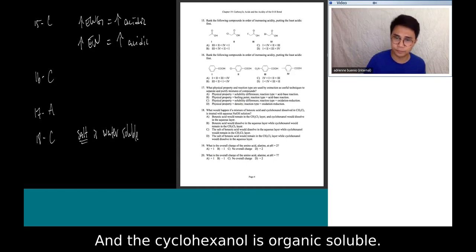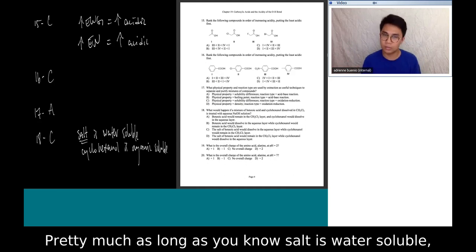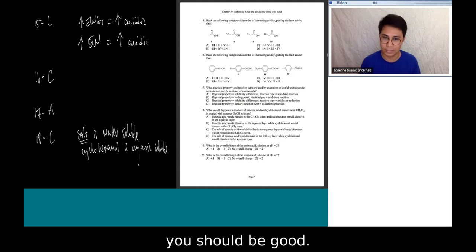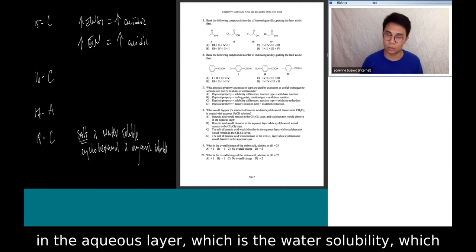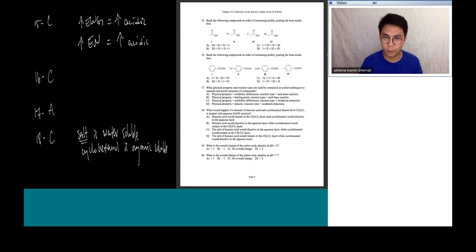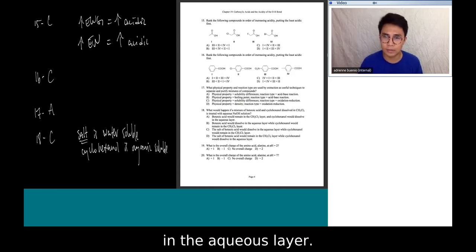And the cyclohexanol is organic soluble. Pretty much as long as you know salt is water soluble, you should be good, right? Because C says the salt dissolves in the aqueous layer, which is the water solubility, right? Which is the water. Let's see. None of the other ones say the salt dissolves in the aqueous layer.